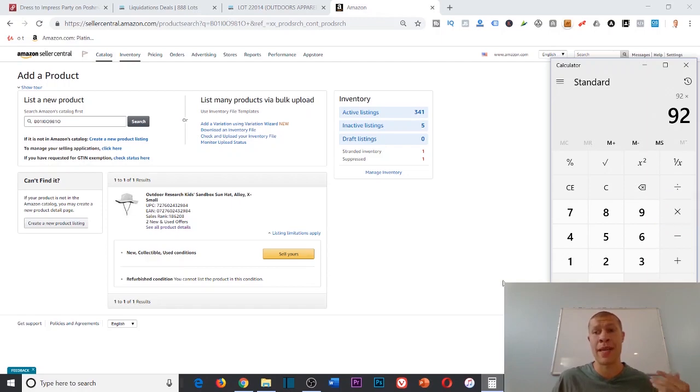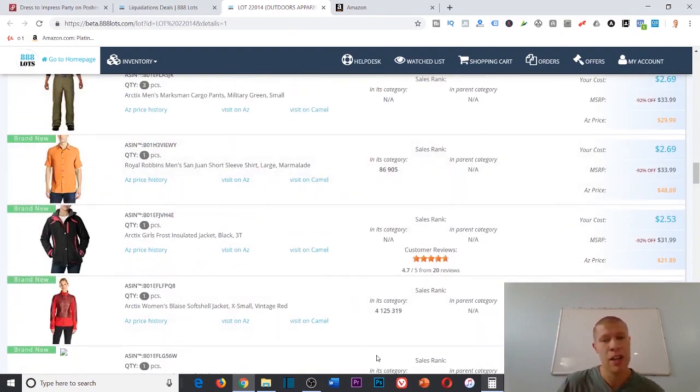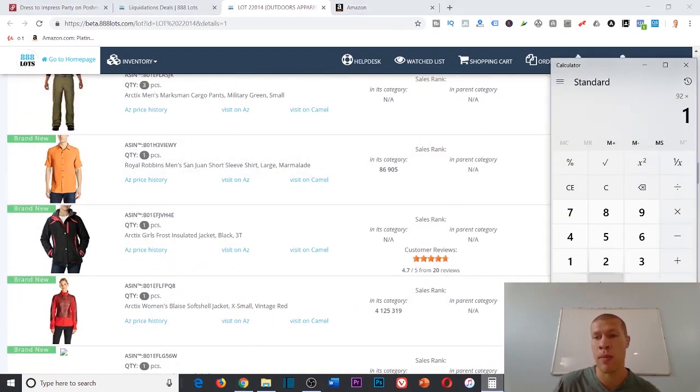Now, let's assume that I make $10, which is super, super low, because keep in mind, a lot of these are worth a lot more money than that. You have like a bunch of jackets in here. Let's just assume like $10 profit margin on that. So 92 times 10 is obviously $920 profit off this pallet. And that's just assuming that.